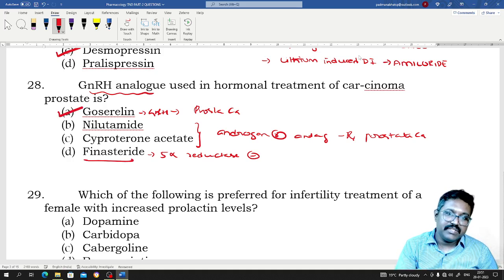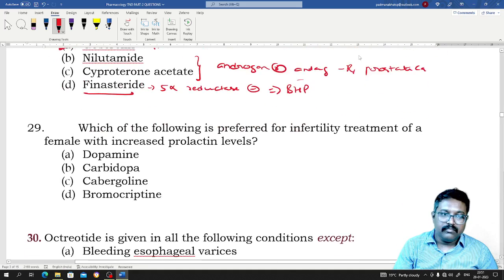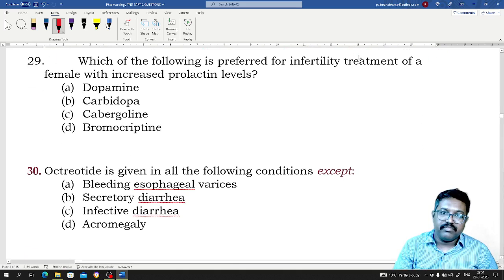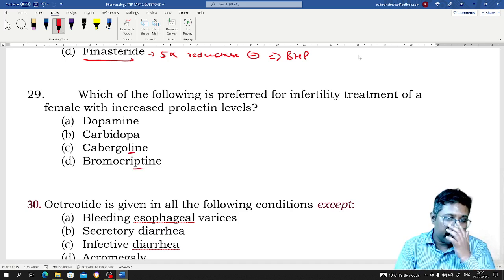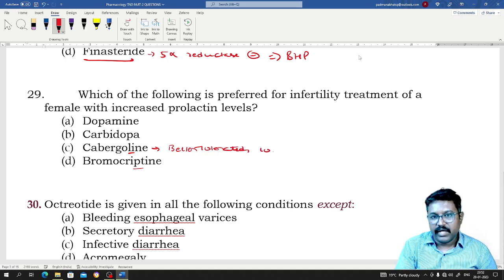So finasteride, where it is used? Basically they are used in treatment of benign hypertrophic prostate. So which of the following is preferred for infertility treatment of female with increased prolactin levels? So usually you can use both cabergoline and bromocriptine, which will decrease the prolactin levels, but cabergoline is better tolerated and it is long acting as well when compared to bromocriptine.